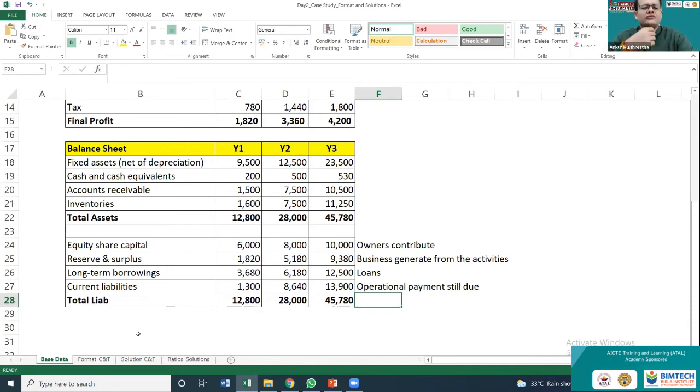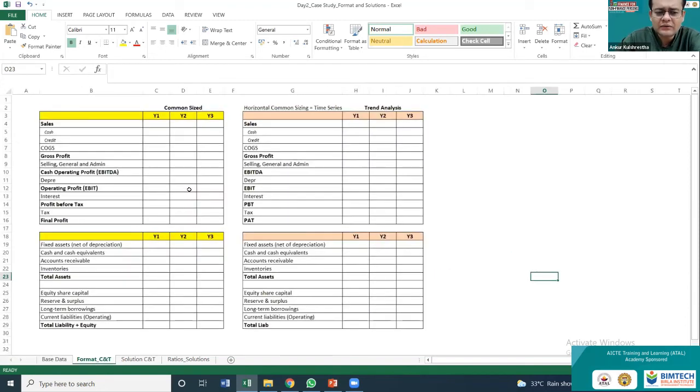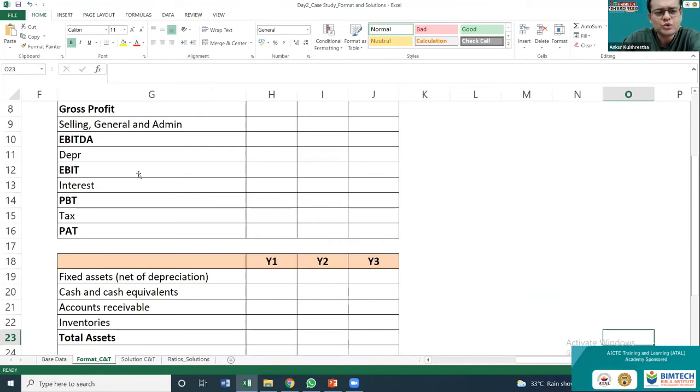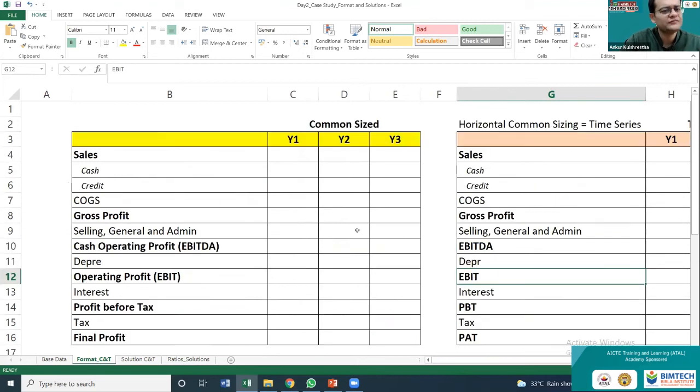How are we going to do that? We dig some base data, then we start processing the data, then we analyze it. So the base data is already given to you. What we got to do is learn how the common sizing is done, people. There are 2 ways to do the common sizing, and I want you to observe this very carefully first, and then you can replicate it at your end.